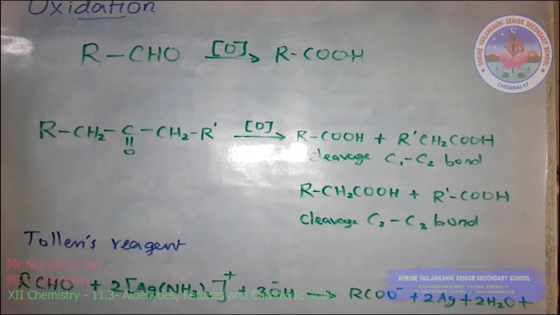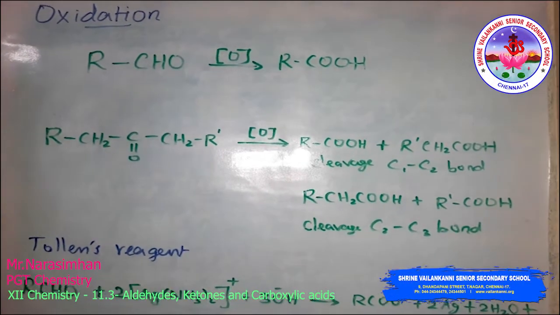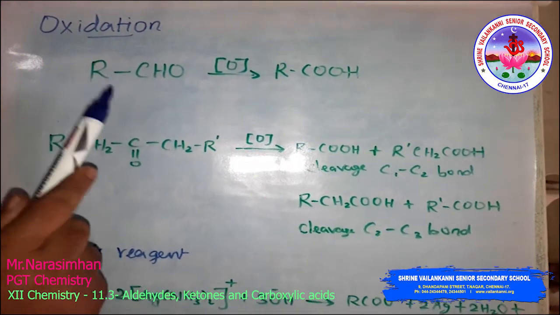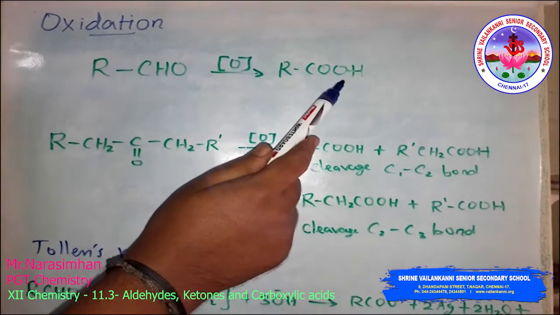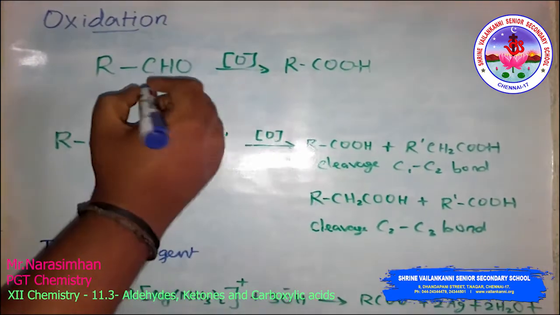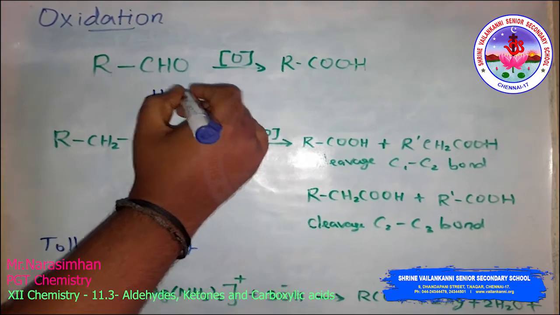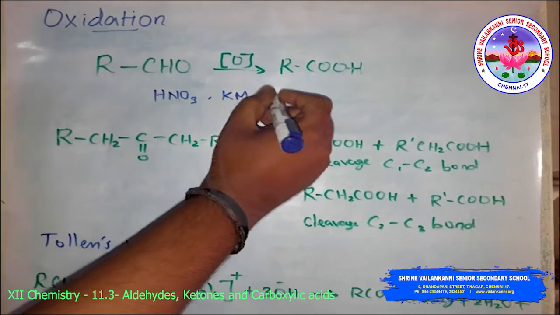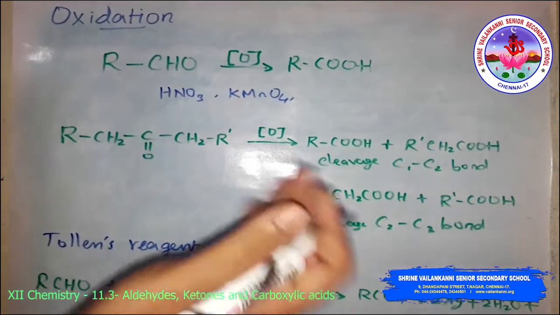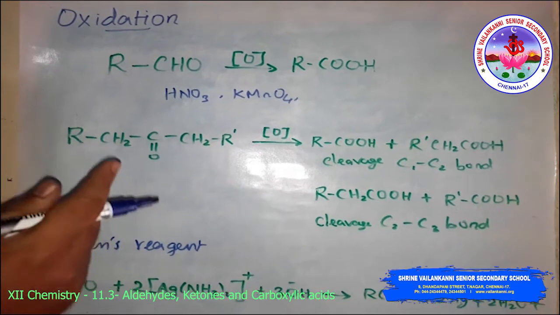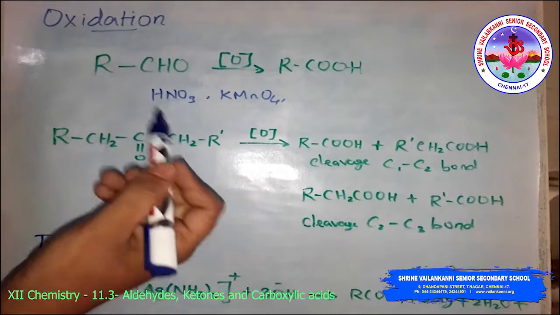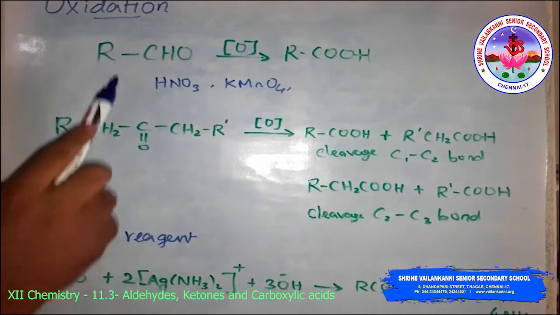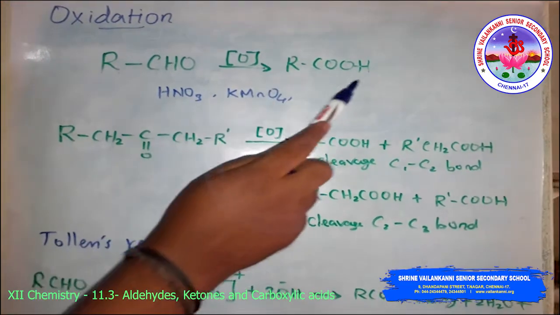Oxidation reaction. Aldehydes differ from ketones in their oxidation reaction. Usually, aldehydes are easily oxidized to carboxylic acid on treatment with oxidizing agents like nitric acid, potassium permanganate, potassium dichromate, etc. Even mild oxidizing agents, mainly Tollens' reagent and Fehling's test reagents, also oxidize aldehydes. So, look at this reaction, aldehydes oxidize to give carboxylic acid.